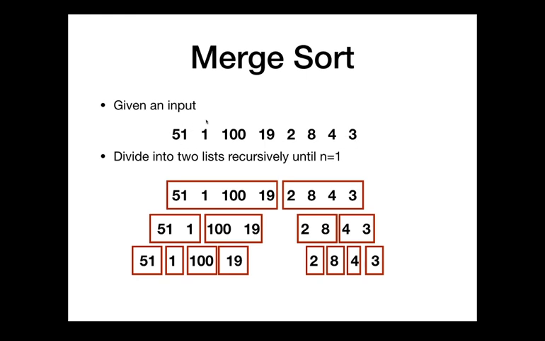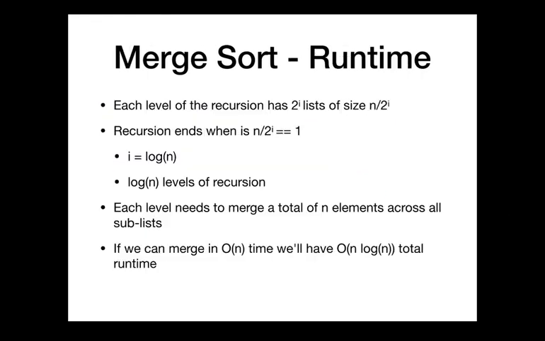So at this one, I have 8 elements, and in my first layer, I have 2 recursive calls of size 4. In my next layer, I have 4 recursive calls of size 2. And in my next layer, I have 8 recursive calls of size 1, and I've reached my base case when I get to this layer, when I get to layer 3. So my question is, in general, how many layers does it take to get to the base case?